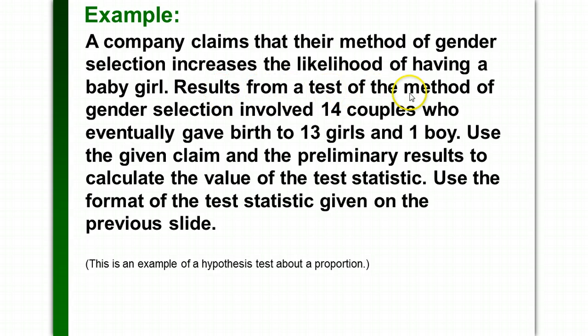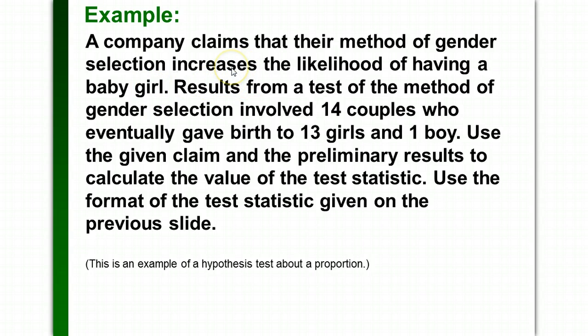These tests of the method of gender selection involve 14 couples who eventually gave birth to 13 girls and a boy. We're going to use the given claim and the preliminary results to calculate the value of the test statistic, using the format of the test statistic on the previous slide, where we computed it and showed how to compute it. Those formulas, basically.